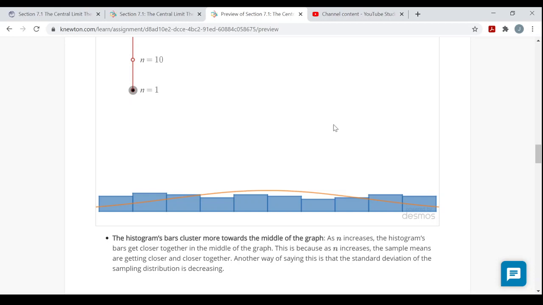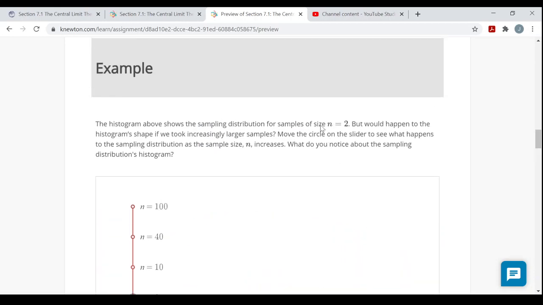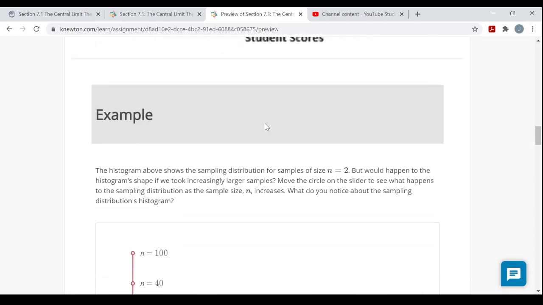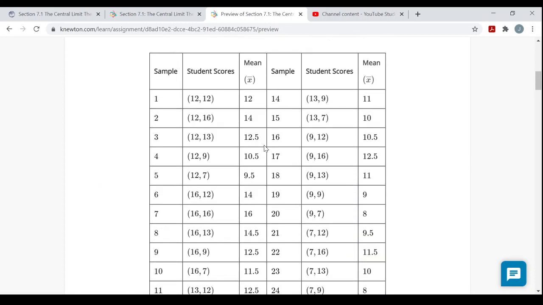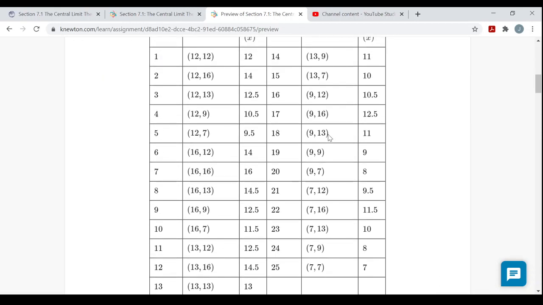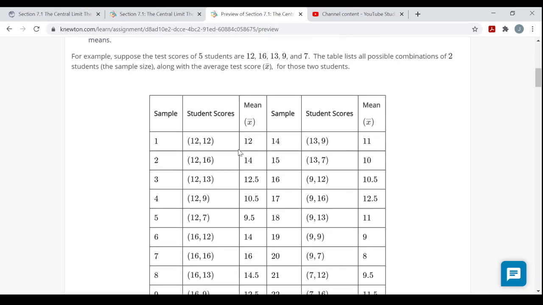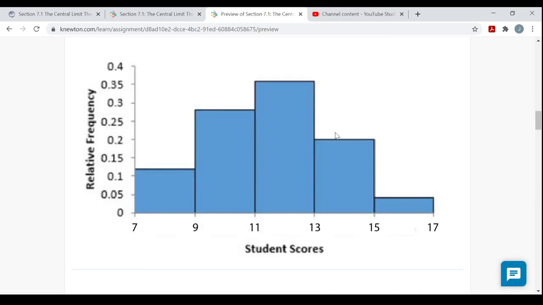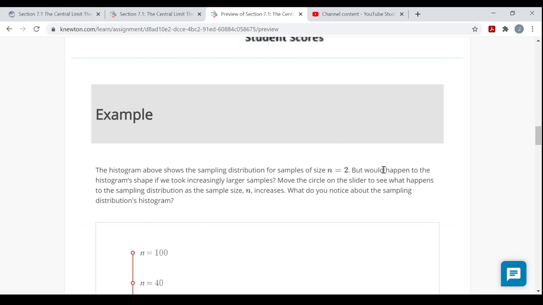And then they have you play around with things here. All right. So here, this histogram above shows the sampling distribution for samples of size 2, right? They're taking this population of 5 scores, pulling out 2 of them, and they can repeat things, see 9 and 9 here. Taking out samples of 2, looking at their means, and then making a histogram for those 25 means. But what would happen to the histogram shape if we took increasingly larger samples? So move the circle on the slider to see what happens.